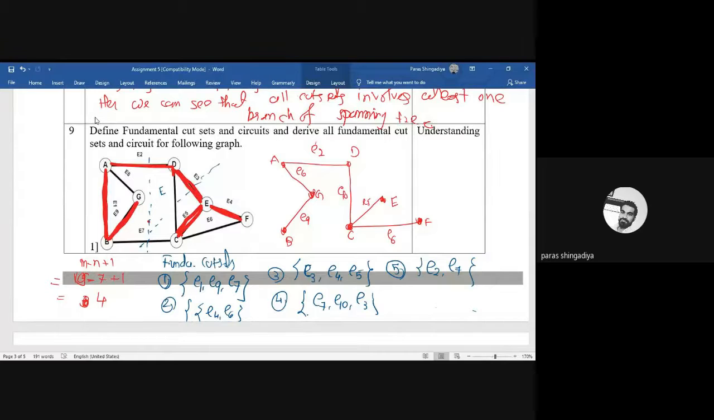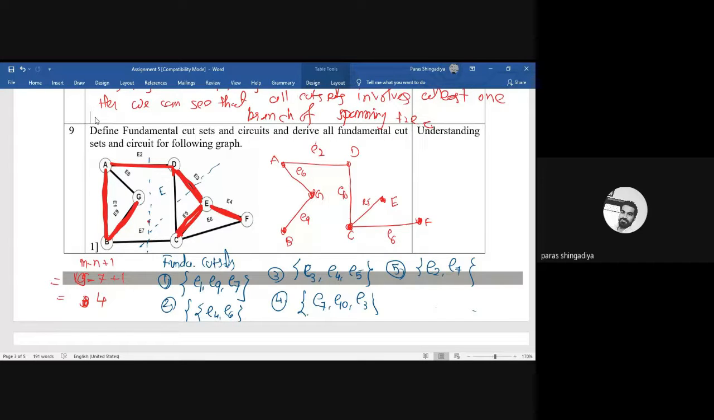So now here we consider E1, E9, E7. In that case, it is not possible. For this graph, we consider E1, E9, E7. We had taken this answer as a fundamental cut set, but for this graph it is not possible. For this spanning tree it is not possible. That is not a fundamental cut set. So here we cannot find any answer.